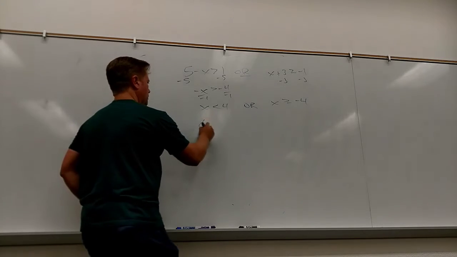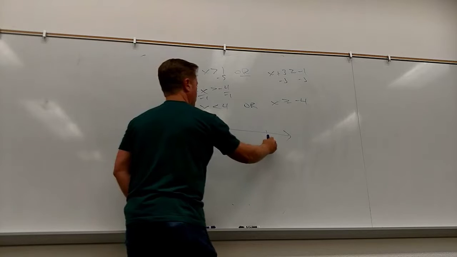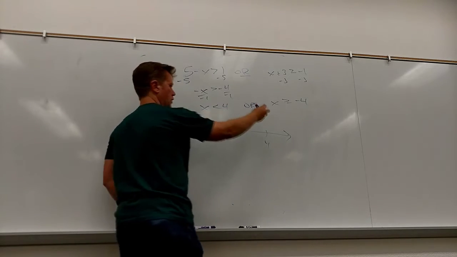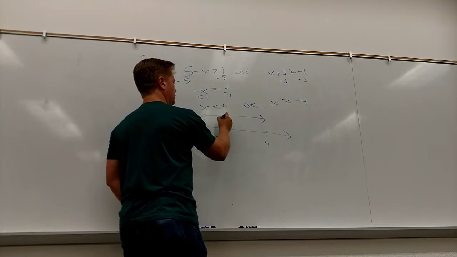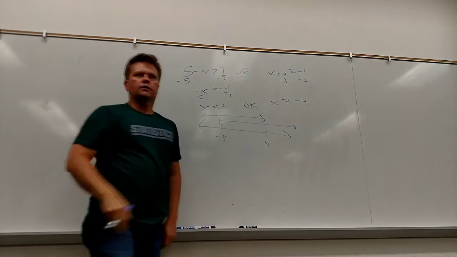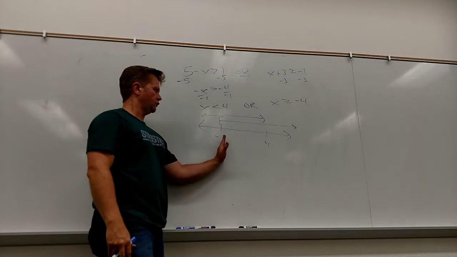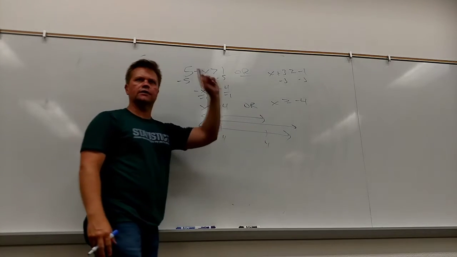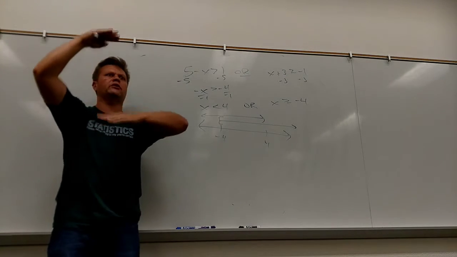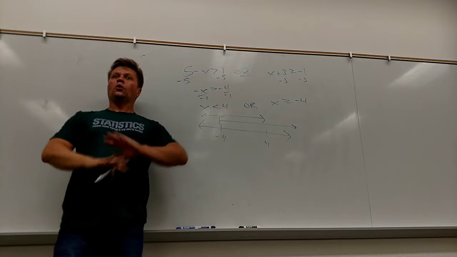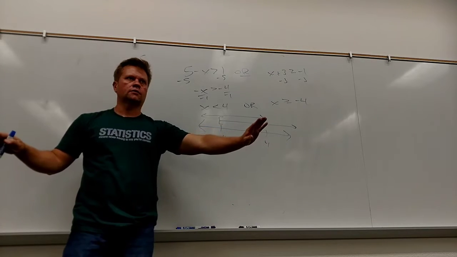So now watch, you can do it like the "and" thing. X has to be less than 4, or it can be greater than or equal to negative 4. Now, if it said "and," the answer would be negative 4 bracket up to 4 parentheses. If it was "and," it has to be a sandwich. It has to be where they both agree, where they intersect. "Or" just says at least one of them has to have that as an answer.